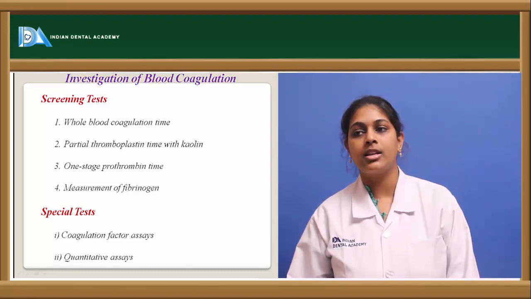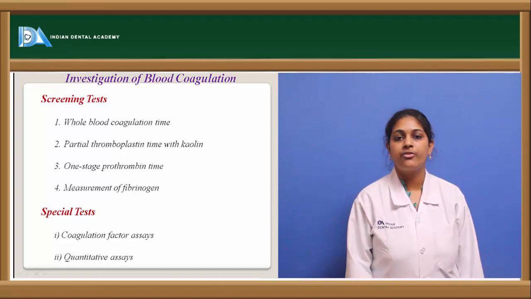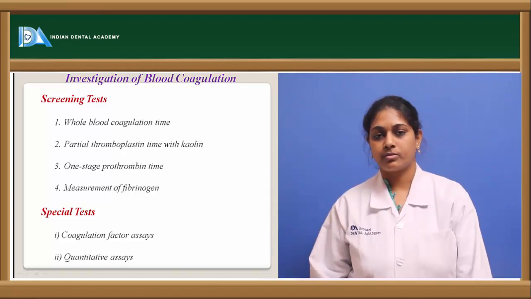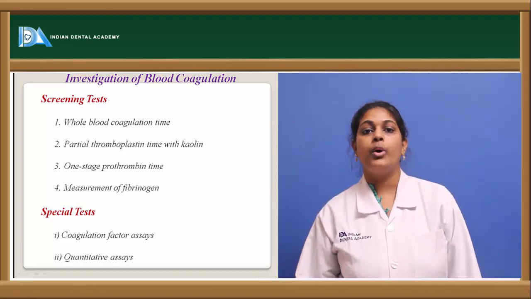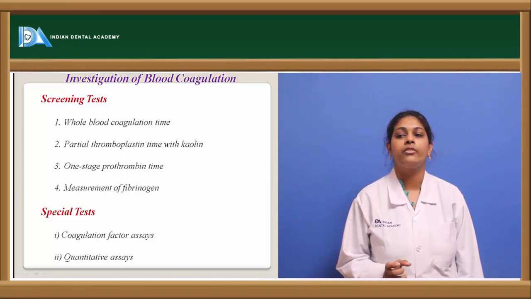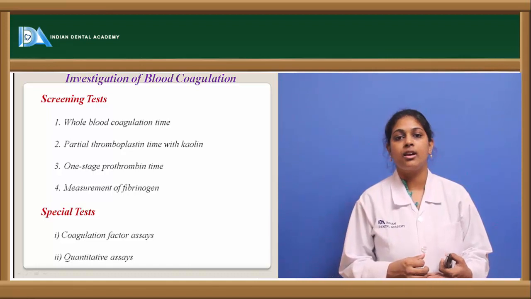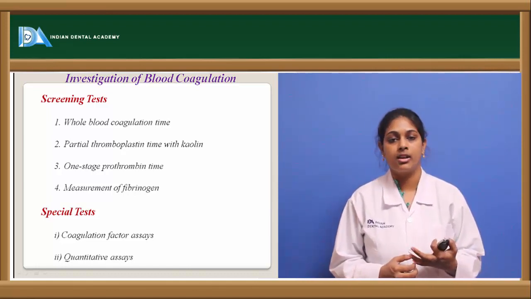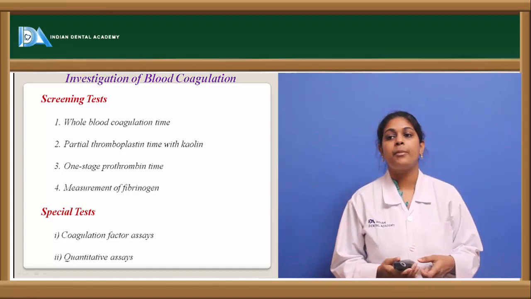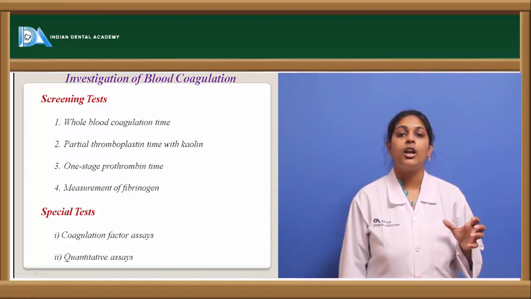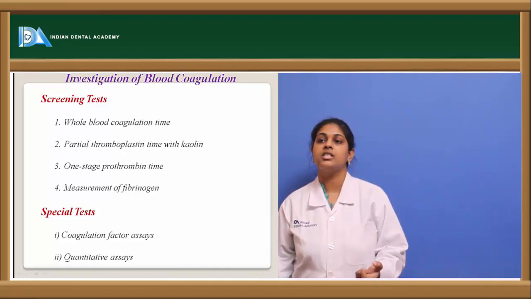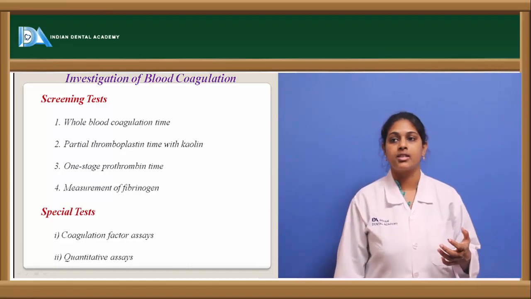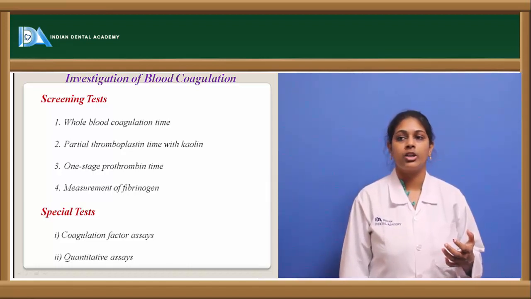Then special tests are done. These are usually done with the help of coagulation factor assays, which consist of a solution where all the coagulating or clotting factors are present, and they are observed particularly for which clotting factor is supposedly causing this coagulation disorder. Next are quantitative assays, that is, the quantity of each clotting factor is measured in these quantitative assays. So these are certain investigations for blood coagulation.